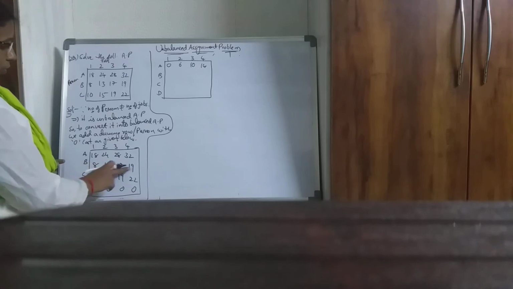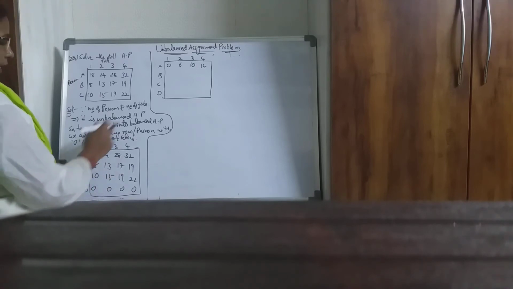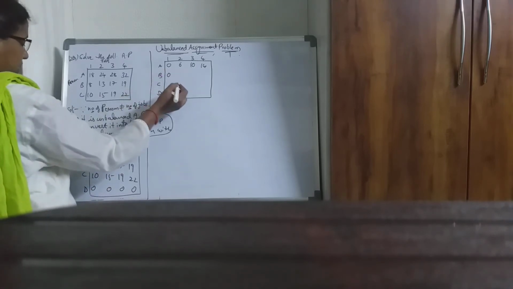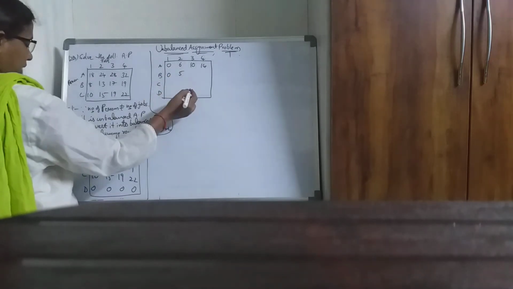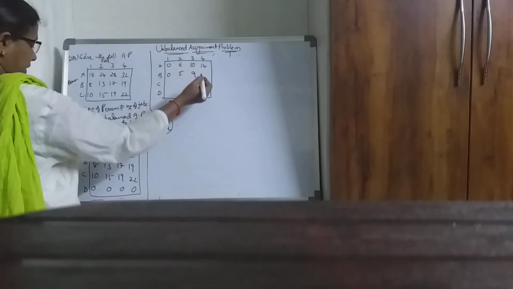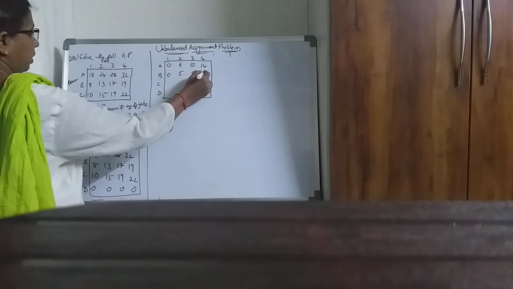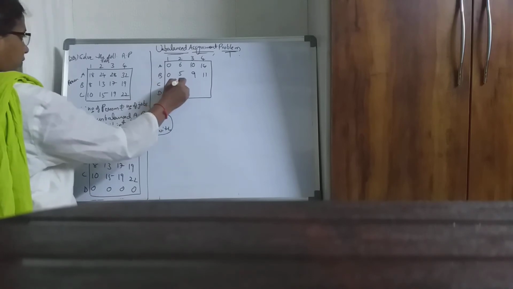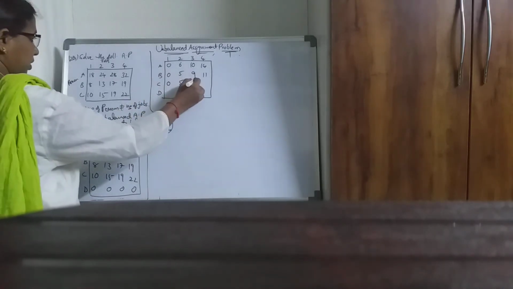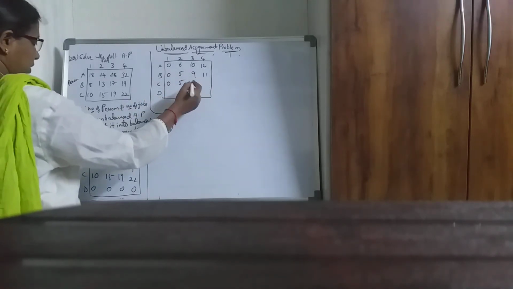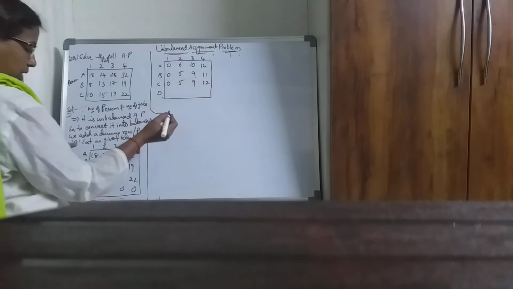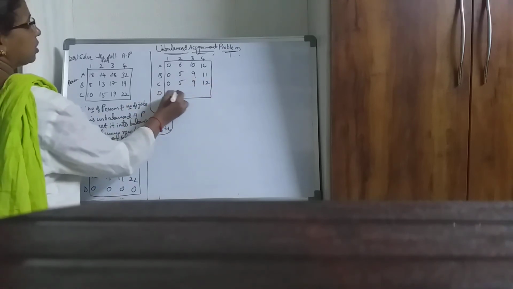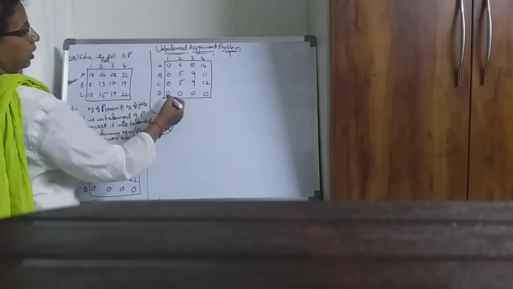Similarly second row, you don't have any zeros, so minimum value is 8. Subtract it. 8 minus 8, 0. 13 minus 8, 5. 17 minus 8 will be 9. 19 minus 8 will be 11. Third row, 10 is minimum. So 10 minus 10, 0. 15 minus 10, 5. 19 minus 10, 9. 22 minus 10 will be 12. Last row you have zeros, so write as it is. Now each row is having at least one zero.